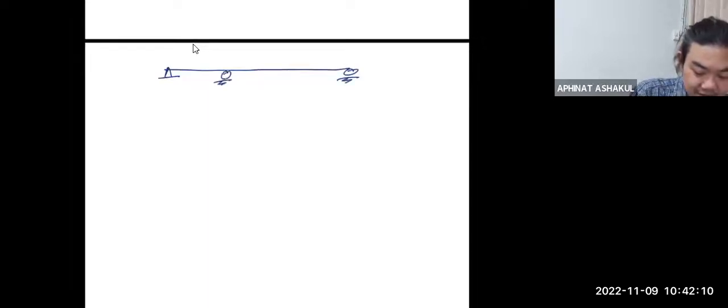Now I have more reactions. So how many degrees of redundancy do we have? 2 degrees of redundancy, correct? So that means we have to remove 2 reactions, correct? The fact that we remove 2 reactions means that you're going to have a lot more to calculate. So let's call these, traditionally, A, B, C, and D.